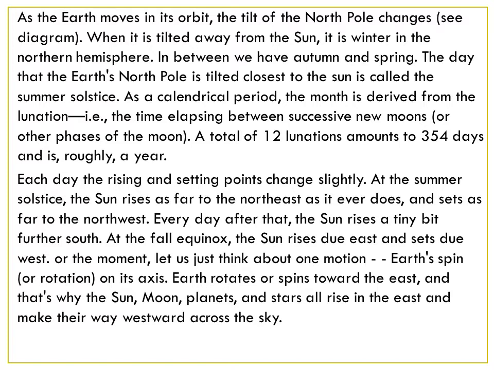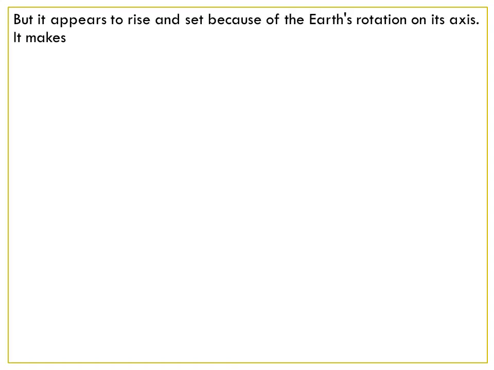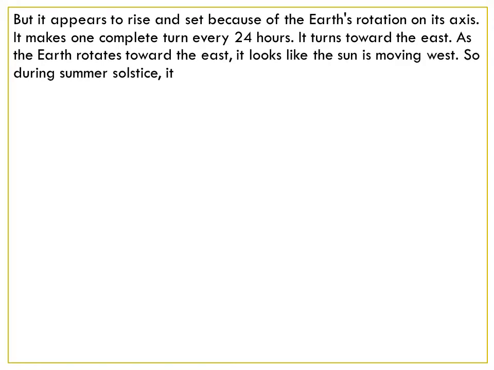For the moment, let us think about one motion: Earth's spin or rotation on its axis. Earth rotates or spins towards the east, and that's why the sun, moon, planets, and stars all rise in the east and make their way westward across the sky. But it appears to rise and set because of Earth's rotation on its axis. It makes one complete turn every 24 hours. It turns toward the east. As the Earth rotates towards the east, it looks like the sun is moving west.